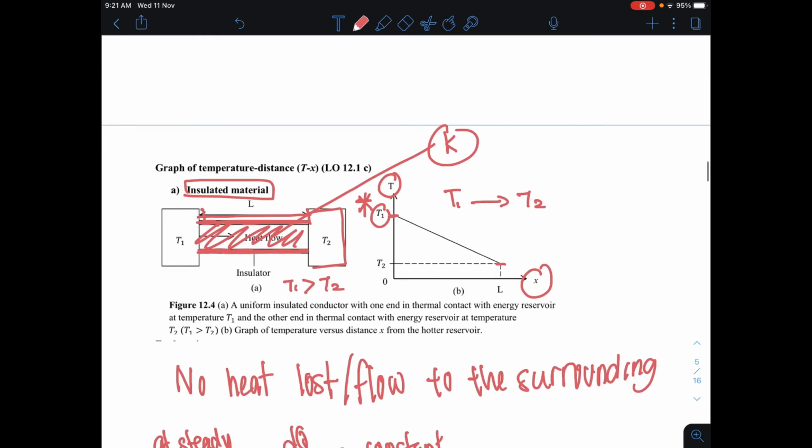Therefore, dT over dx kita, penurunan dia dekat sini from T1 to T2 is going to give you a constant gradient. Satu je nilai sebab dia constant dekat sini. So gradient kita dekat sini constant. So the temperature gradient here is constant across our rod sepanjang L itu.